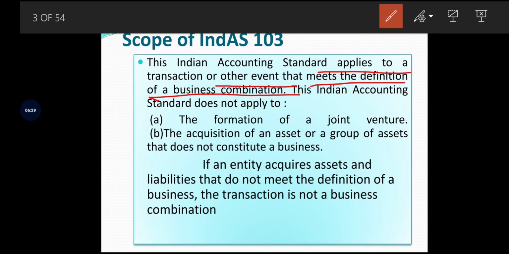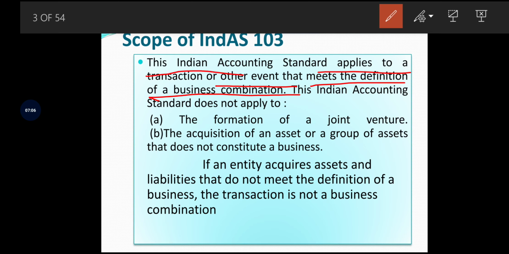So what the scope says is that when the business organization meets the definition of a business combination, that is, when it satisfies the conditions of a business combination, then Indian Accounting Standard 103 is applicable. If not, it is not applicable. Let's see the criteria: in what situation it is applicable and in what situation it is not applicable.